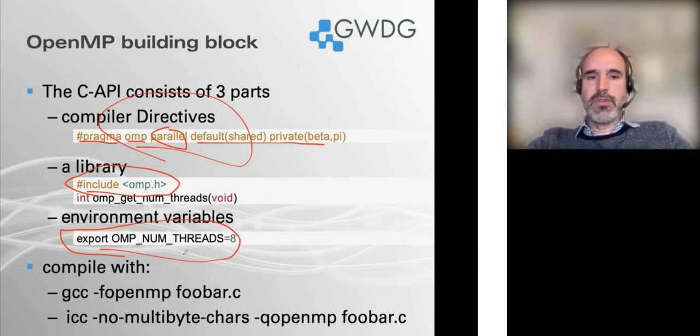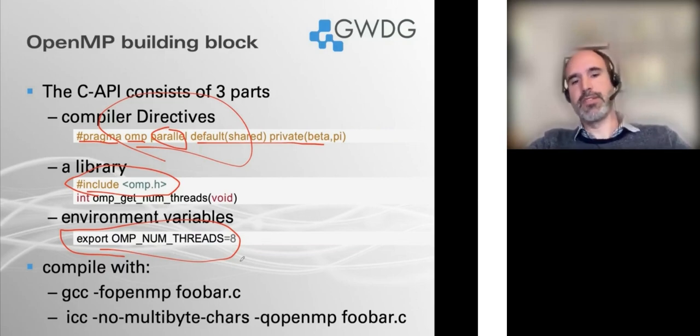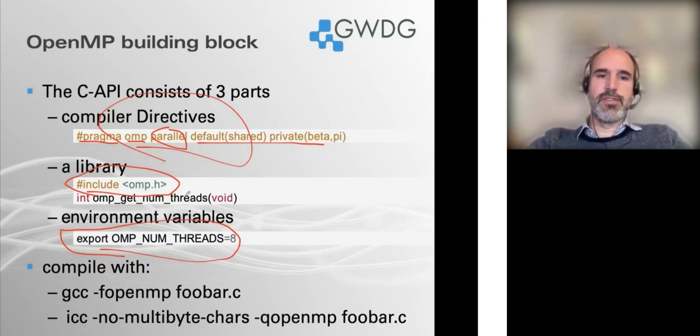The number of possible environment variables is large. This here is only an example. It's easy to test, and I also encourage you later on when you do your exercise, please try to use such an environment variable and compare it with the library function where you set the number of threads. So OMP_NUM_THREADS would set the number of threads, and there is a similar function in the library to be used.